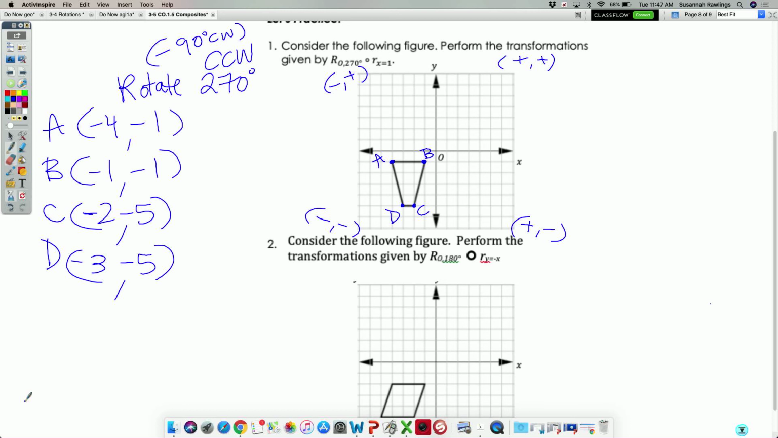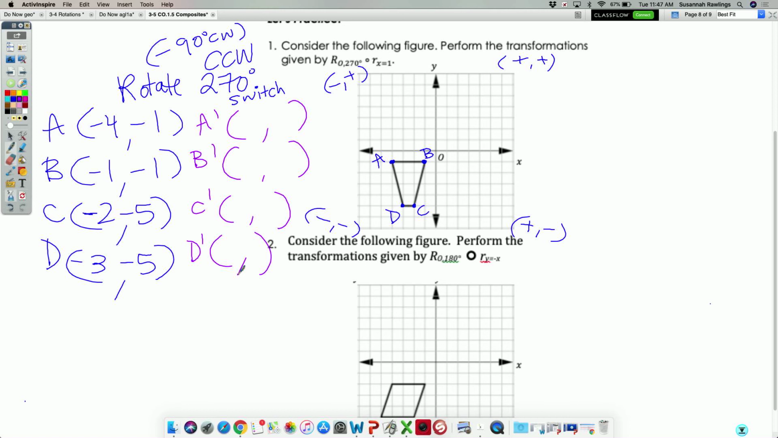So remember the rule for rotations? You're going to match the quadrants, but what do I have to do with my x and y? Switch them, right? So we're going to switch our x and y here, or flip the point if you want to think about it like that. We're going to flip it. So I'm going to pick a new color for my single primes. And I know this is tedious, but it really does make a difference in the long run if you use your coordinates there.